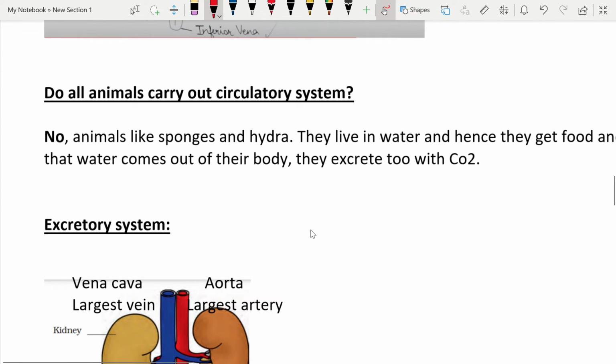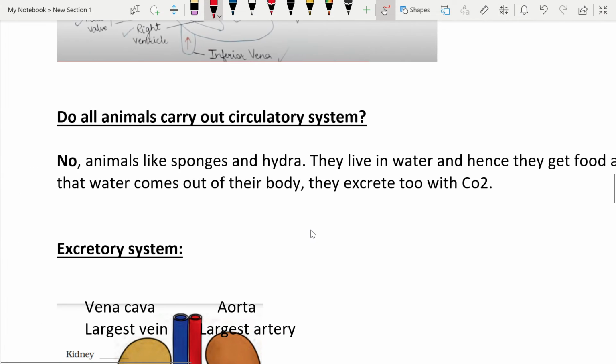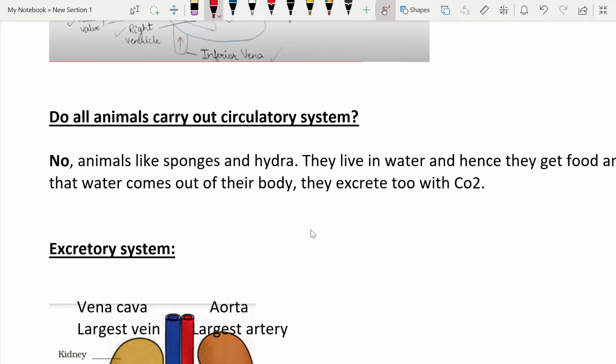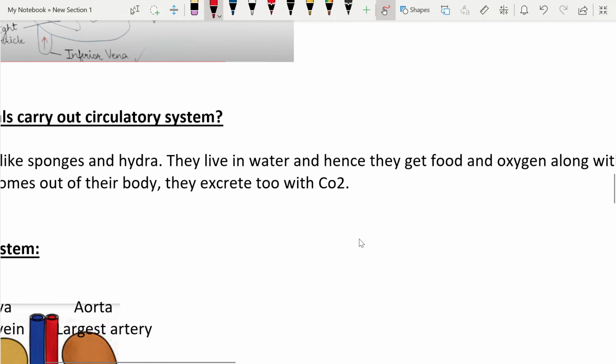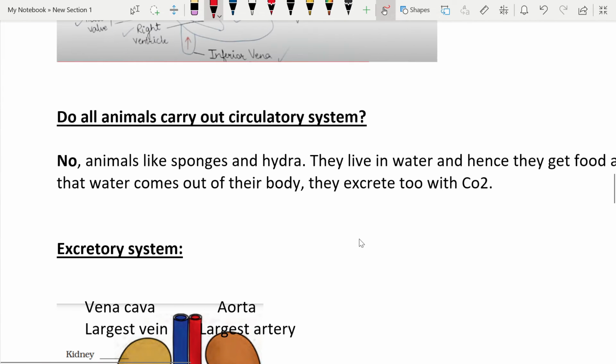Do all animals carry out circulatory system? And the answer is no. Animals like sponges and hydra, they live in water, and hence they get food and oxygen along with the water that they take in. And when that water comes out of their body, they excrete too, with CO2.